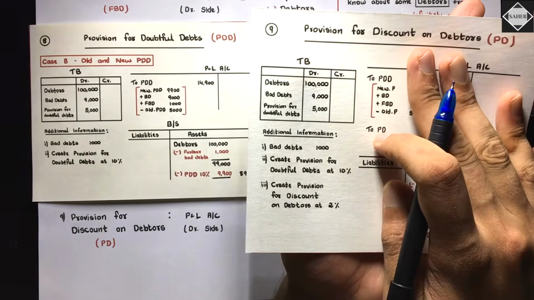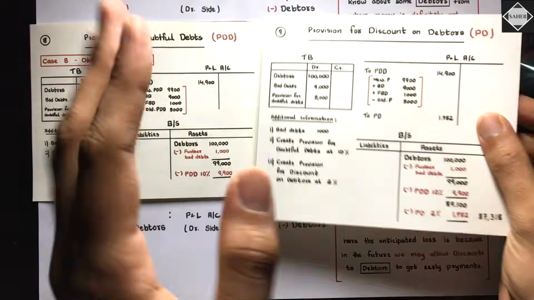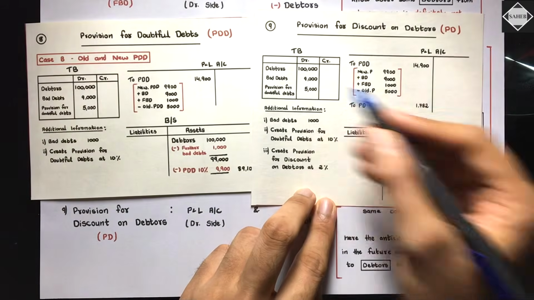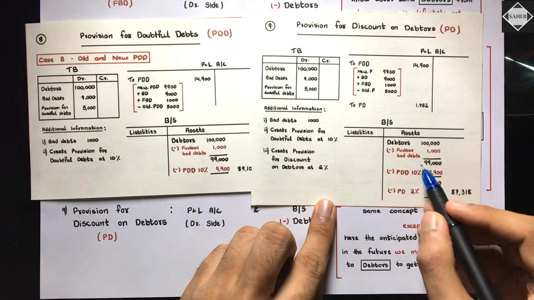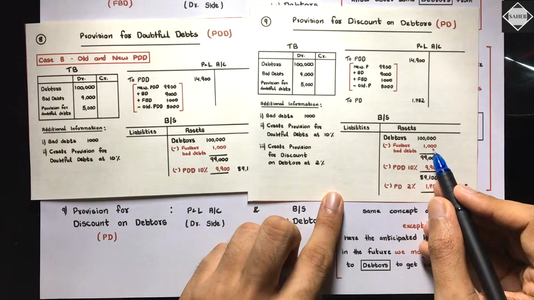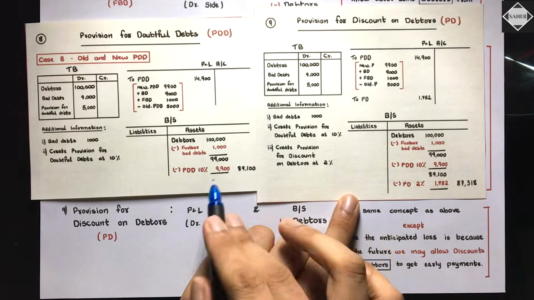So now what will happen? See, very easy. See, first go to the balance sheet. Debtors 1 lakh you took. Further bad debts, first you have to subtract as usual. 1,000 you subtracted. 99,000 you got. Same way, right?